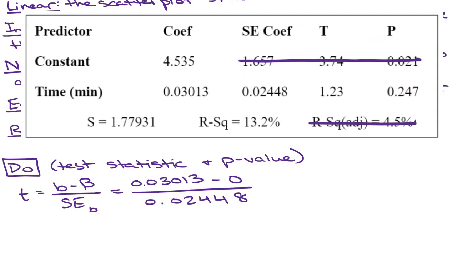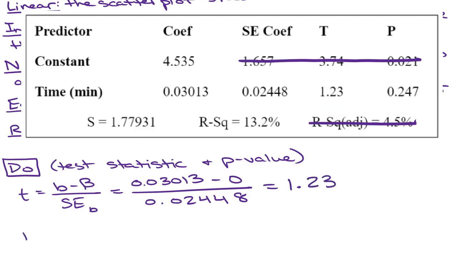Our statistic b, the sample slope, was 0.03013. Beta comes from our null hypothesis. We're hypothesizing that beta is equal to 0 until we prove otherwise. And then SE_b you can find in your computer output. That's the 0.02448. You can work this out, but they give us the answer in the computer output as well. So we could just state that our t is equal to 1.23.